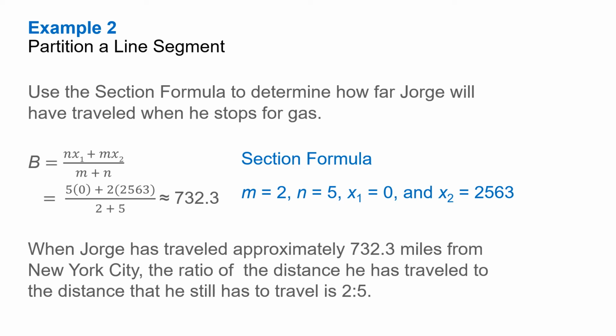So then we would divide 5,126 and 7. When we do that, we get an answer of approximately 732.3 miles, rounding to the nearest tenth, that Jorge has traveled from New York City, so that the ratio of the distance he has traveled to the distance he still has left to travel is 2 to 5.